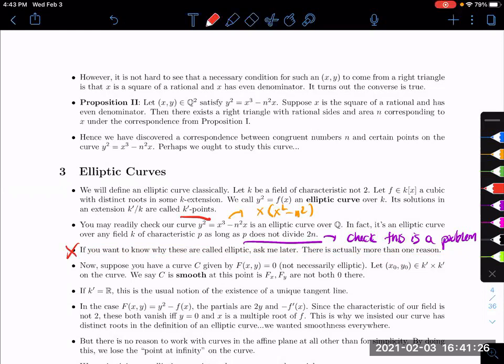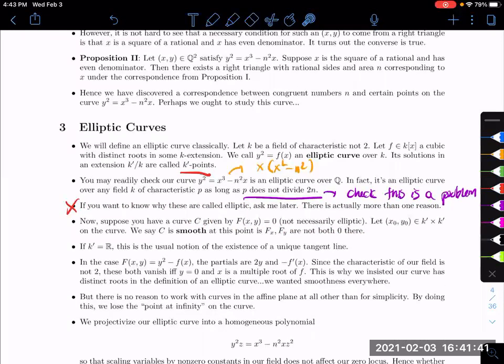Okay. So let's take a curve now, a function of two variables. We'll call the curve C, and we'll say it's given by capital F of x, y equals 0. I'm not saying the curve is elliptic though, just some curve, okay? Now let's say we have a K prime point on the curve, some point x naught, y naught, where x naught and y naught live in K prime, some extension of K, and they solve the curve. We say C is a smooth curve at this point if the partial derivatives of capital F are not both 0 at this point.